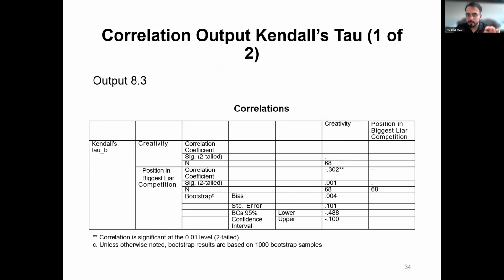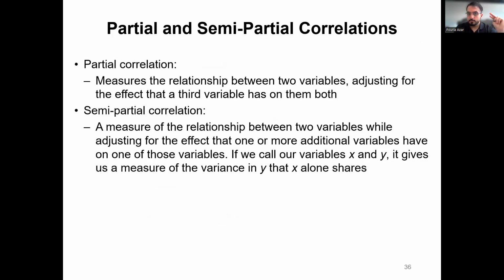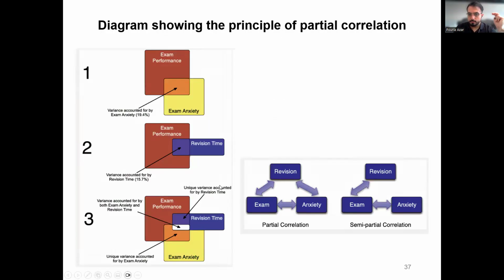And this is Kendall's tau, which is again similar to what we have in Pearson's correlation. And again, confidence intervals. We have partial correlation and semi-partial correlation. So in partial correlation, we are looking at the effects of a third variable.